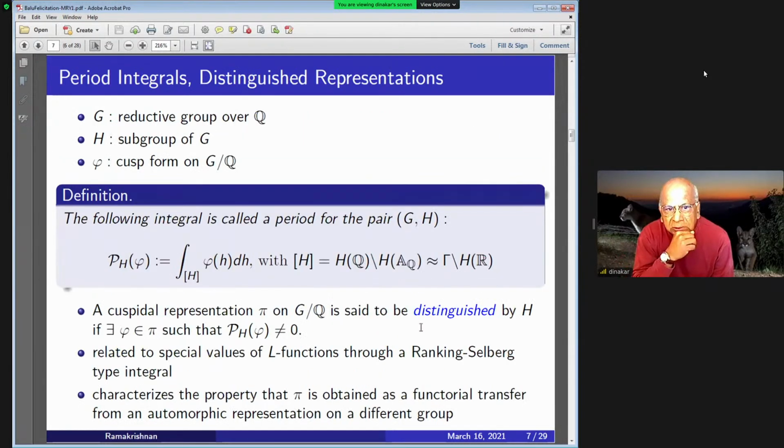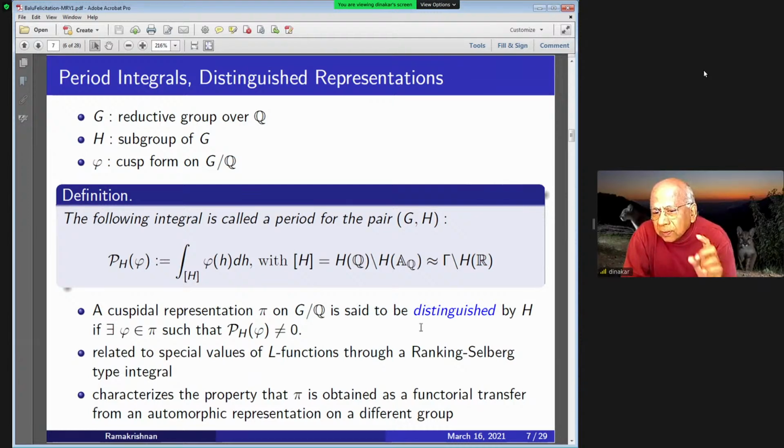Okay, so if you take any reductive group G, you can just think of G as GL_N or the unitary group. And then you take a subgroup and you take a cusp form on G, a period. By a period, what we mean is that you take this form and you integrate over the appropriate quotient of the subgroup. So when I write the bracket H, if you're comfortable with the adeles, it's the adeles modulo H(Q). H(Q) is a discrete subgroup, but it's essentially the same as taking the real Lie group H(R) divided by gamma.